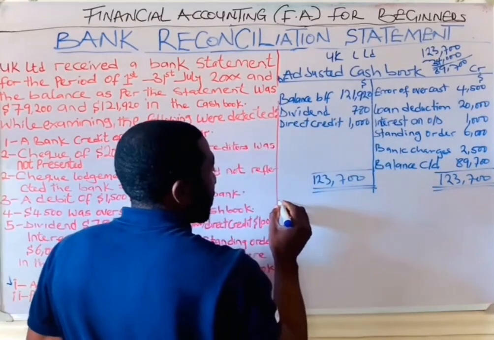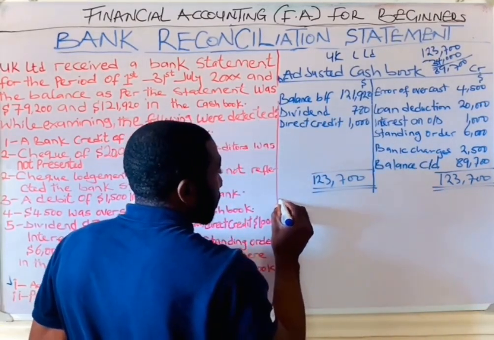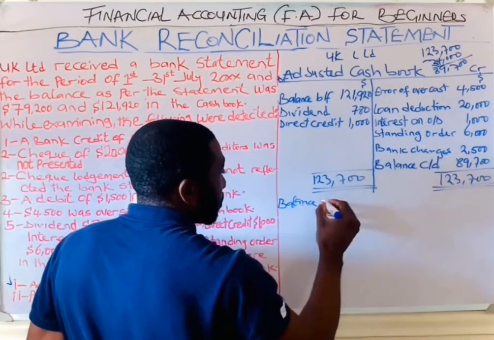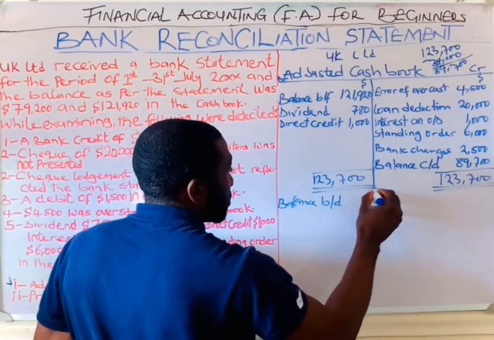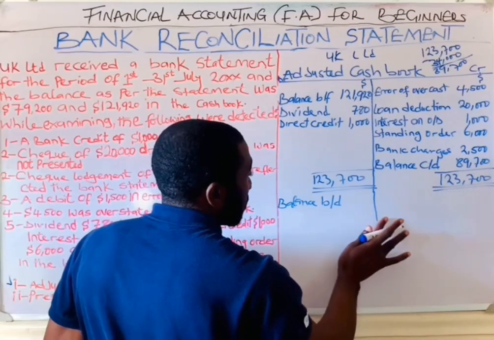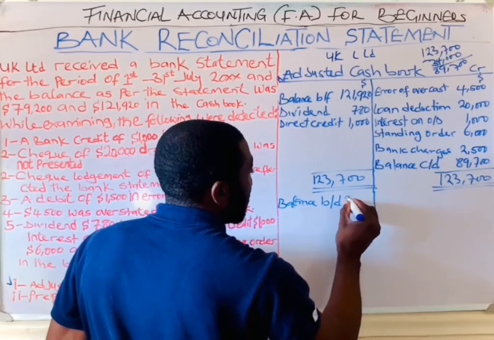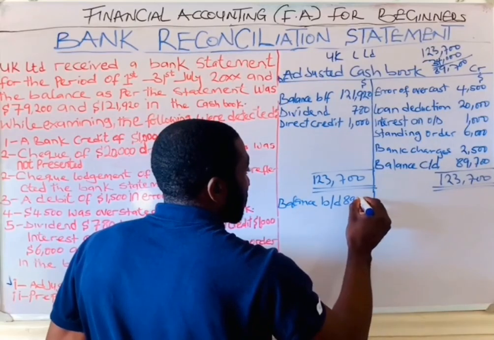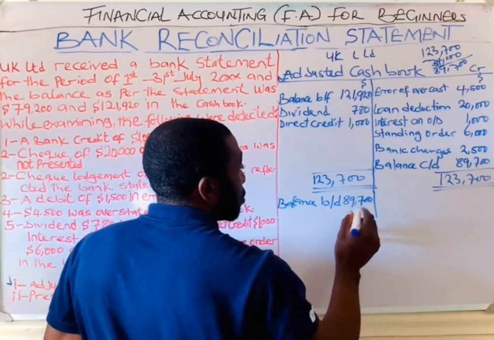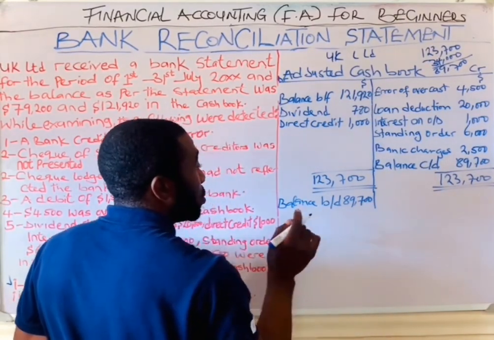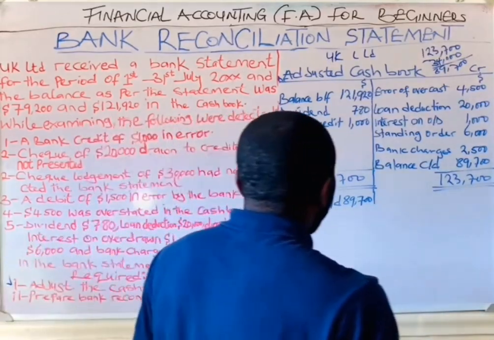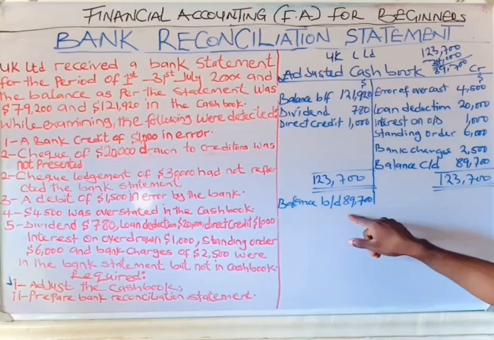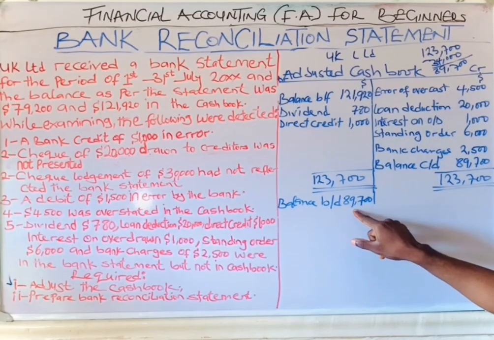Then at the beginning of next month, we get your balance. The balance will be brought down at the beginning of next month to continue our transactions, and it is 89,700. So this is our adjusted balance of cash book. Cash book adjusted balance.